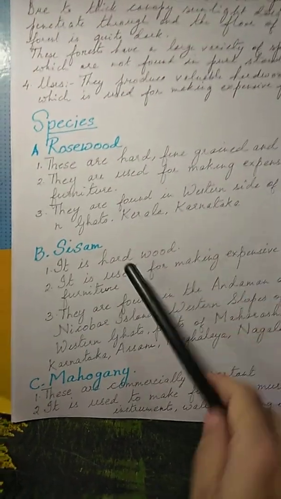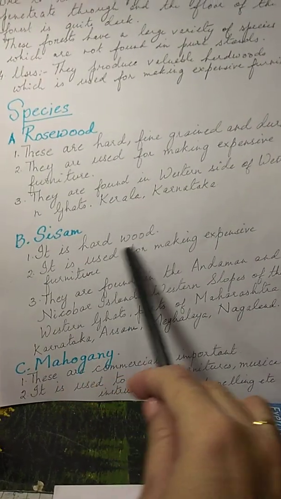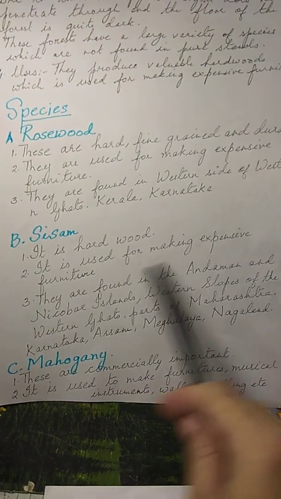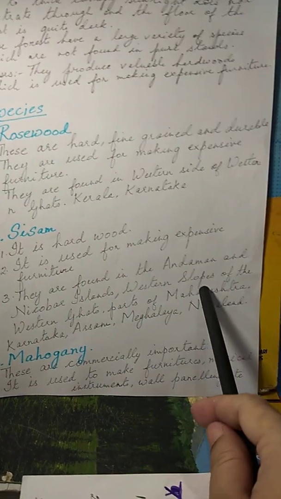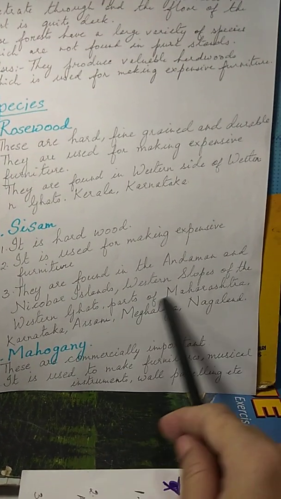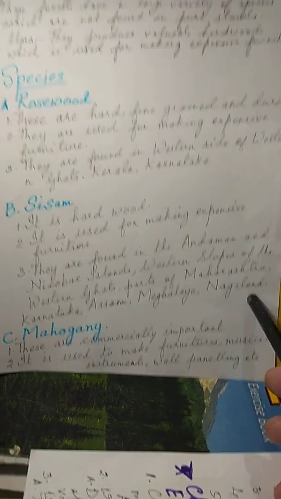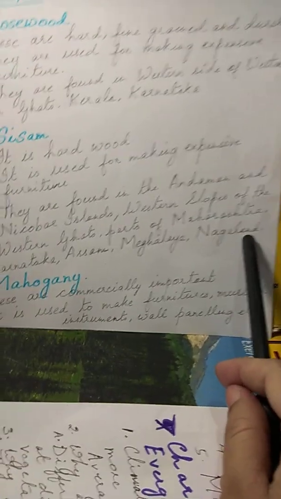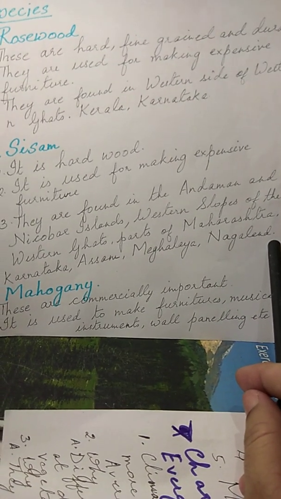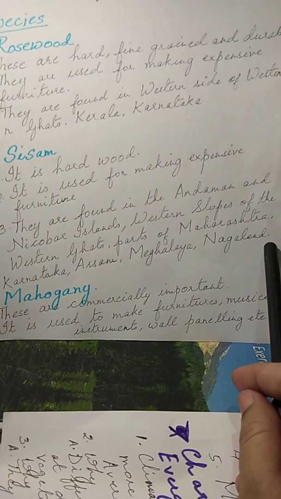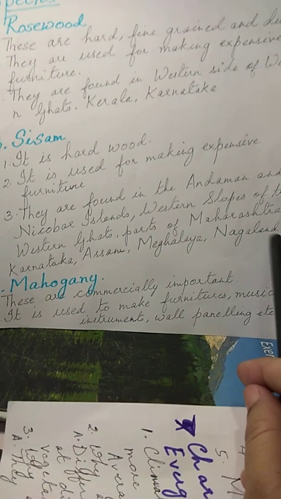The next important species is shisham. It's a hardwood. It is used for making expensive furniture. They are found in Andaman and Nicobar Islands, western slopes of Western Ghats, parts of Maharashtra, Karnataka, Assam, Meghalaya and Nagaland. So again, I have given you in the order of areas as well as states. You will remember them in the same way because the questions will be given separately. Name the areas or name the states.